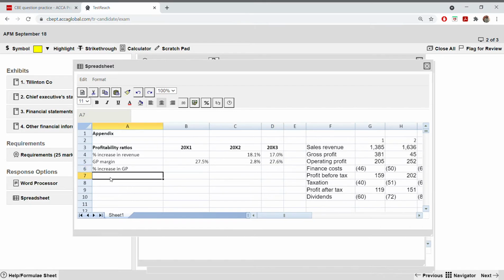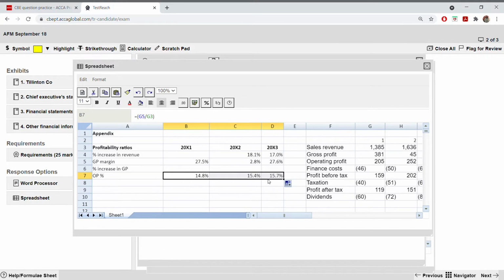And we'll go to the next one, which is operating profit percentage or operating profit margin. The formula is operating profit divided by sales. You take operating profit divided by sales into 100, or you can take it as a percentage directly from here. Okay, 14.8. Next, just drag it to the other two cells.